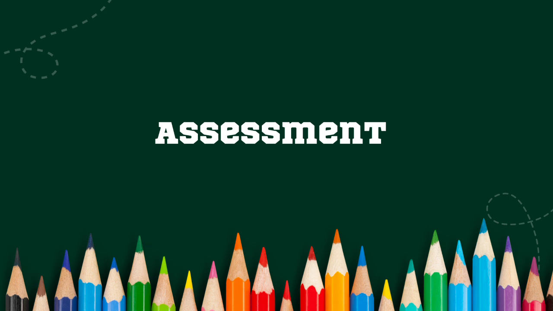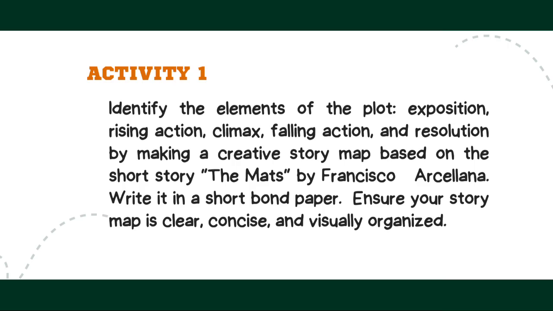After learning about the 5 elements of a plot, let's now proceed to our assessment to assess your knowledge and apply it through an activity. In Activity 1, identify the elements of a plot: exposition, rising action, climax, falling action, and resolution by making a creative story map based on the short story The Mats by Francisco Arcelana. Write it in a short bond paper. Ensure your story map is clear, concise, and visually organized.